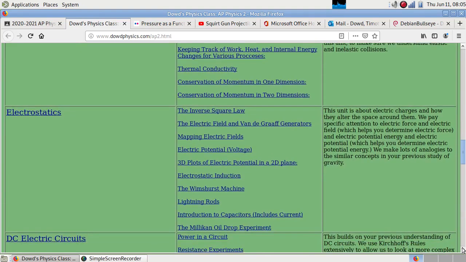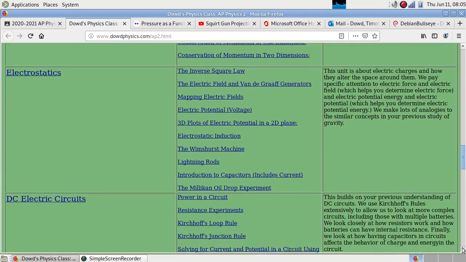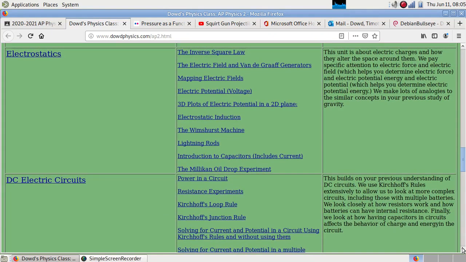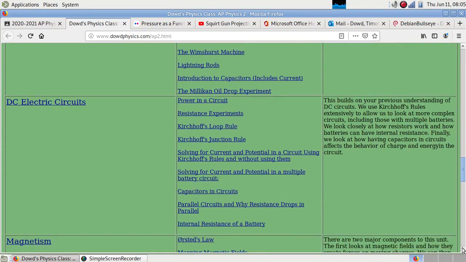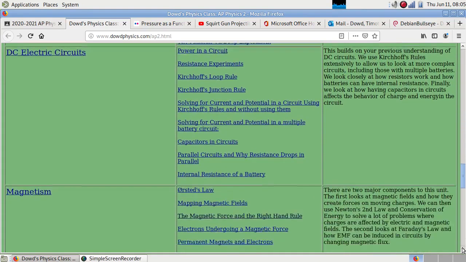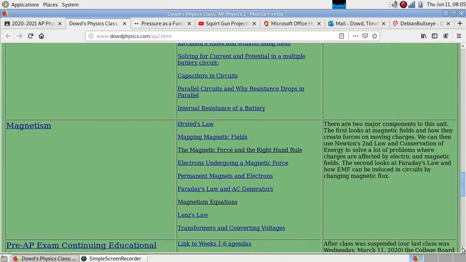We have then three units that really focus on charge. Electrostatics is how charges affect the spaces around them. DC electric circuits is how we can use ideas of energy and conservation of charge to make charges move through a circuit and do what we want. And then magnetism is also related to charge, and we're going to see how magnetism and electricity are related, how we can have them work together to make things like generators and transformers work.